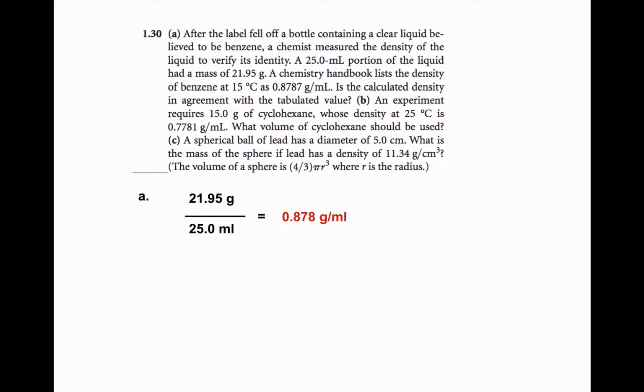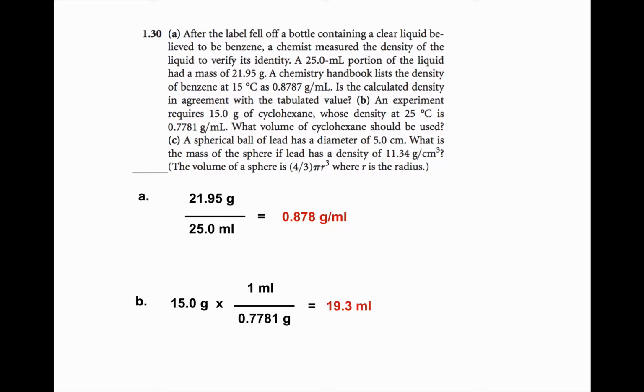B, an experiment requires 15 grams of cyclohexane, whose density at 25 degrees Celsius is 0.7781 grams per milliliter. What volume of cyclohexane should be used? Again, we're using the density of cyclohexane as a conversion factor to go from grams of cyclohexane to milliliters of cyclohexane. The unit we want to get rid of is grams, that goes in the denominator, and the unit we want to get to is milliliters, that goes up in the numerator. 3 sig figs in this answer.